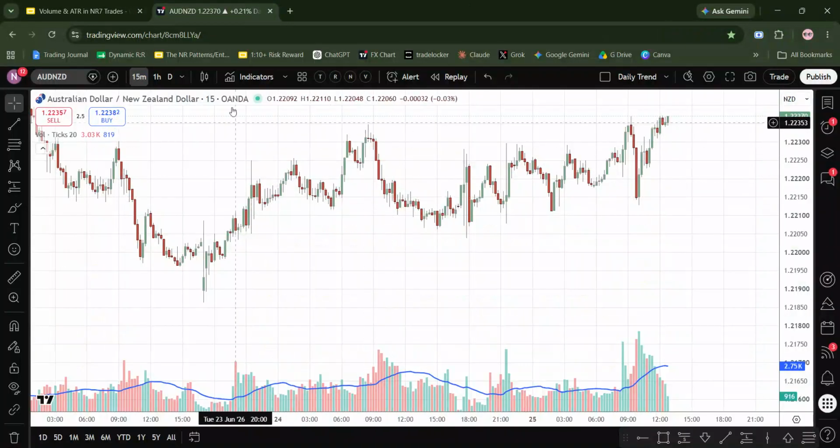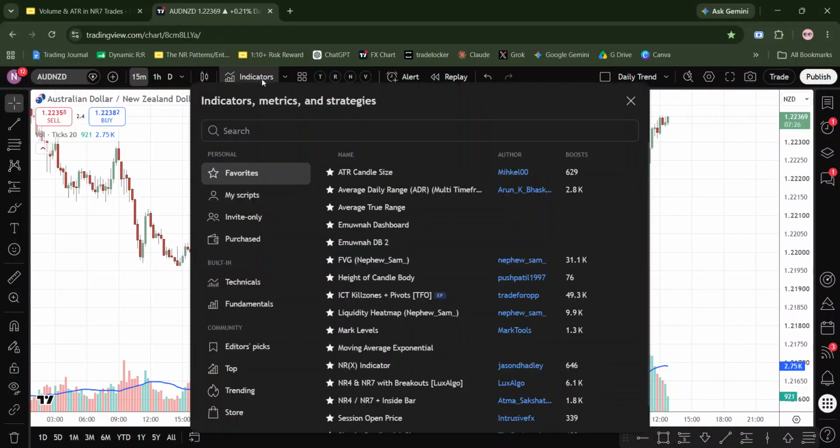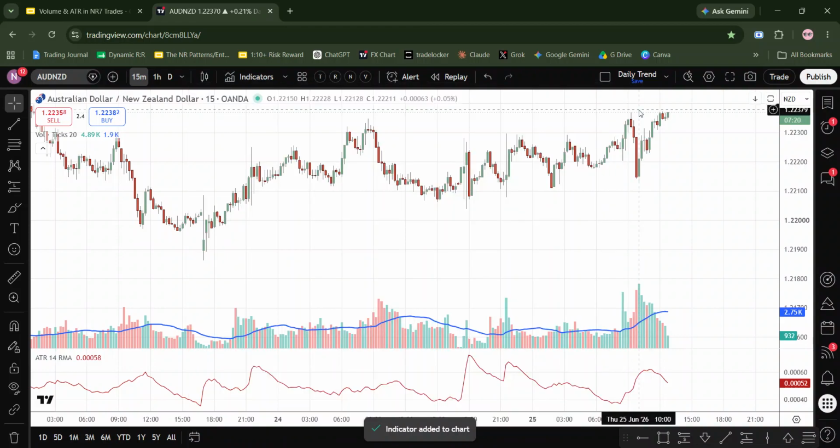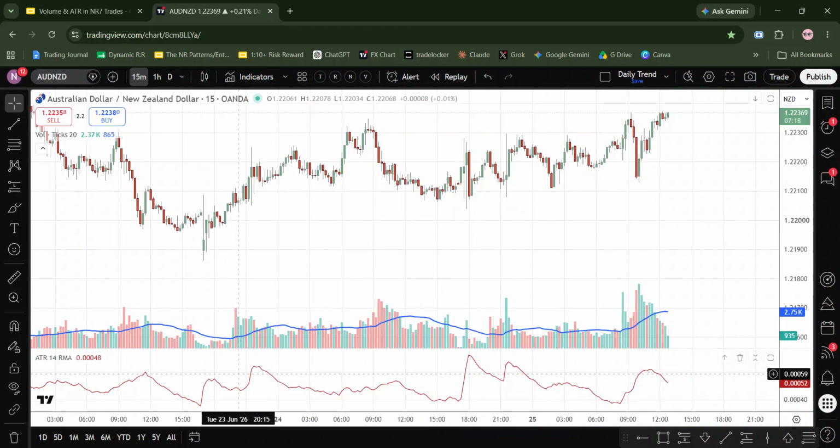So we have our chart right here. You go to indicators, you'll just type in ATR, average true range, bang, that's right there. And this, again, neither of these are trend indicators, all right? This just tells you how many pips the pair is moving on the time frame you're in. So currently for Aussie New Zealand, it moves about 5 pips every 15 minutes. That's it. That's all that means.